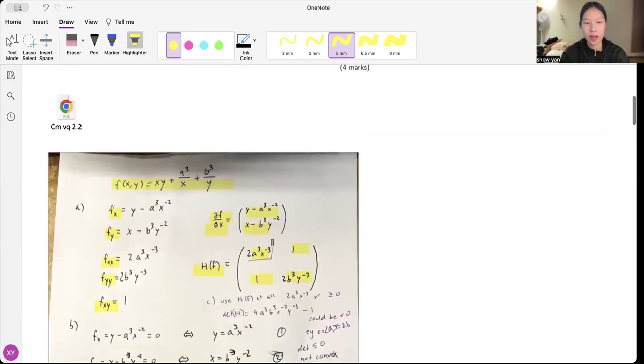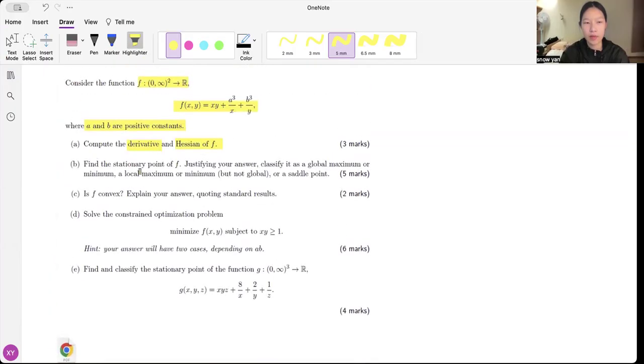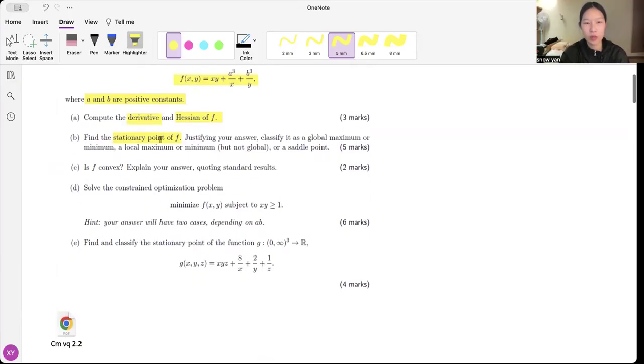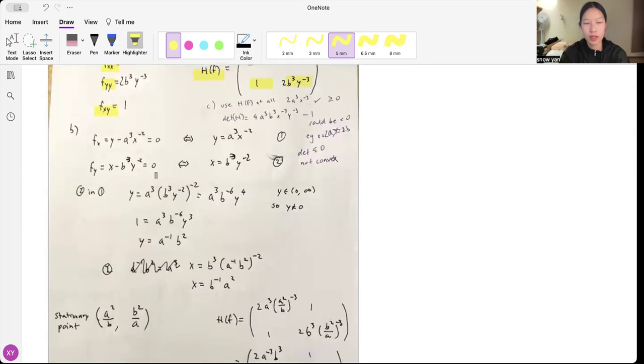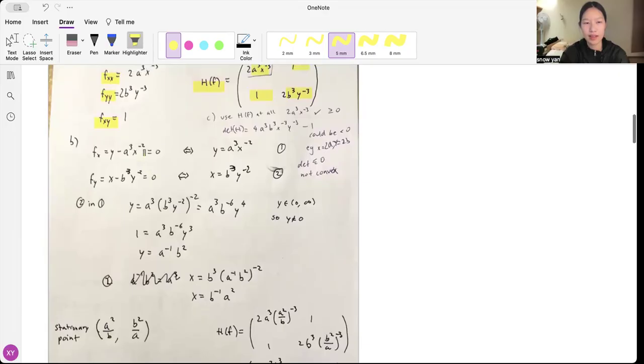So that's part A. And then part B, find the stationary points of f. Justify your answer, classifying as a global min, global max, local min, local max, or a saddle point. So we're trying to find a stationary point. For finding a stationary point, the idea is that we're setting f_x equal to 0, right? And f_y equal to 0. So all of the partial derivatives should be equal to 0. And then we just rearrange this so that we have this and this. Okay, so that's our first and second equation.